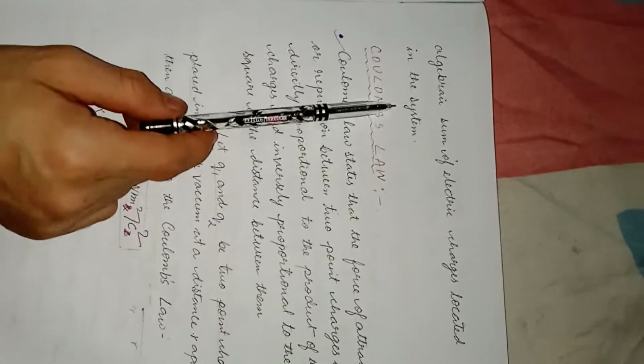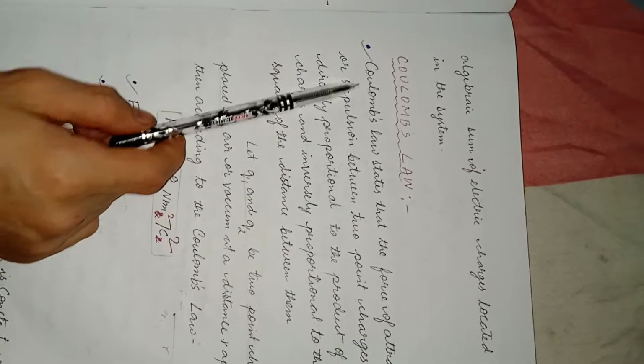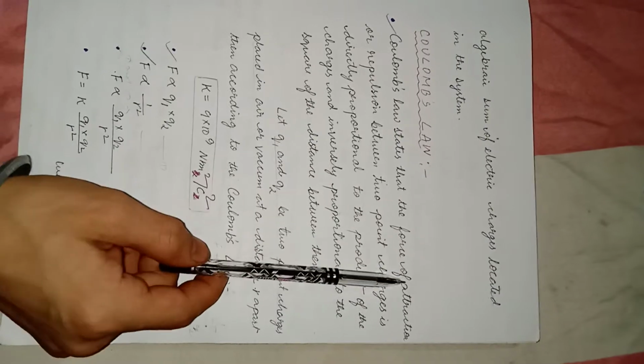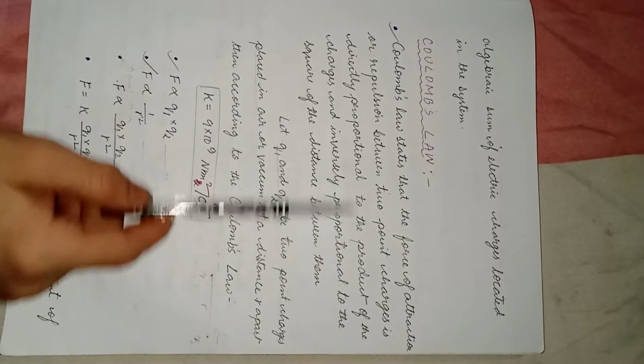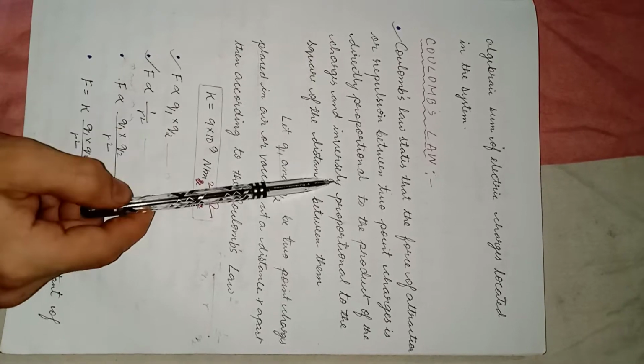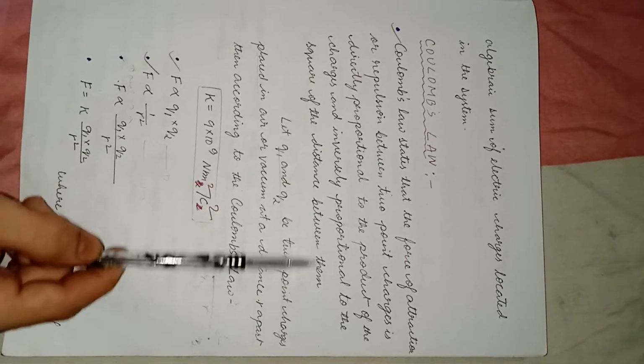And the next topic is Coulomb's law. Coulomb's law states that the force of attraction or repulsion between two point charges is directly proportional to the product of the charges and inversely proportional to the square of the distance between them.